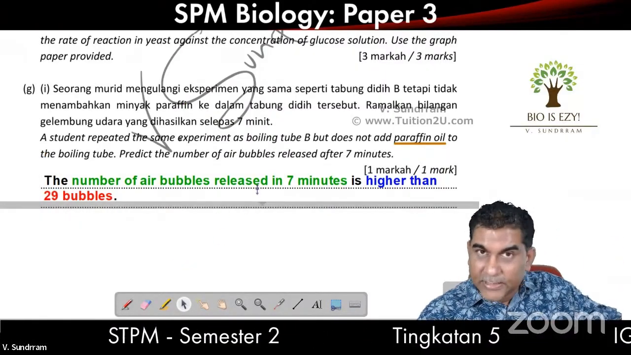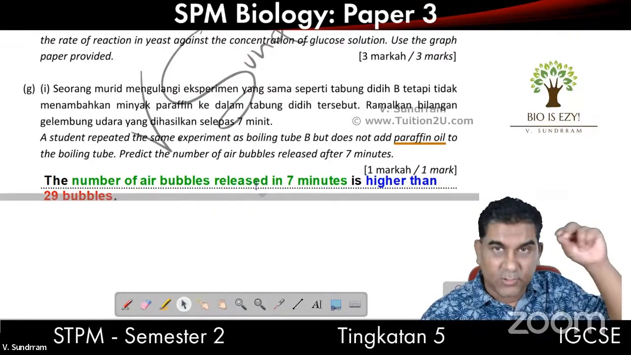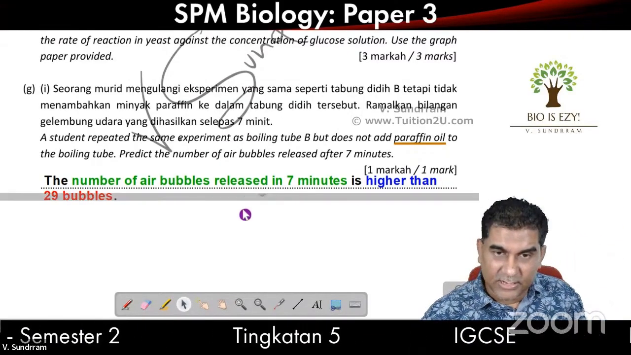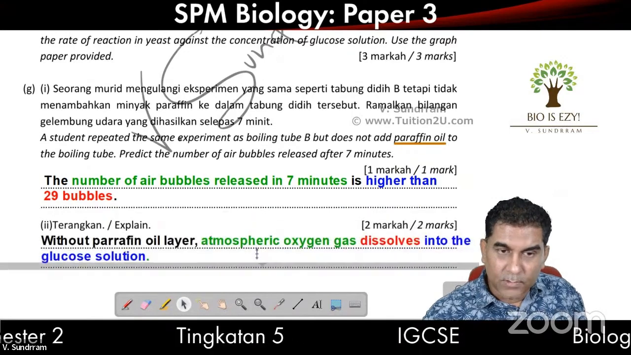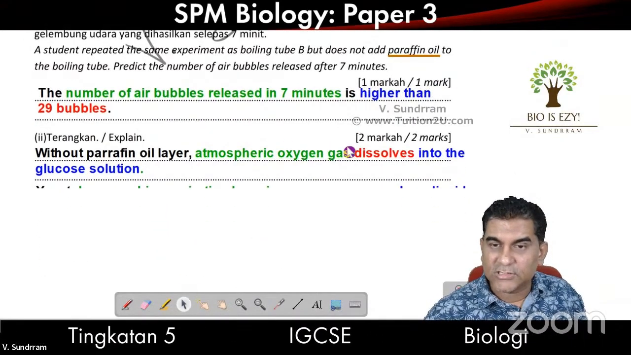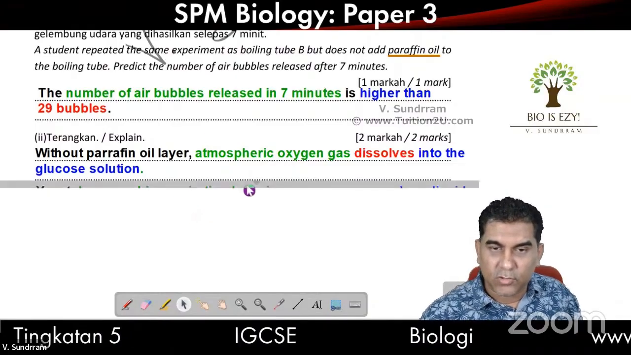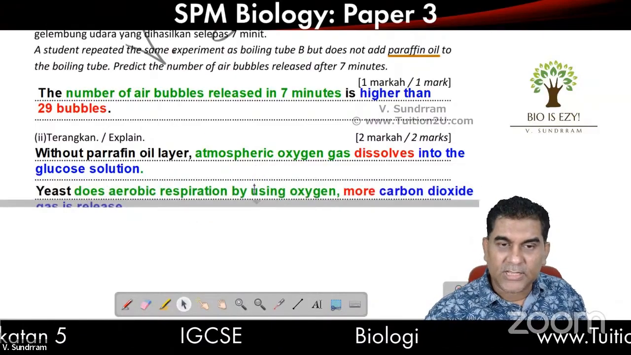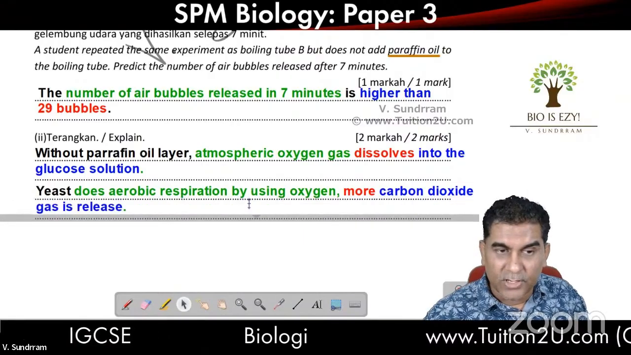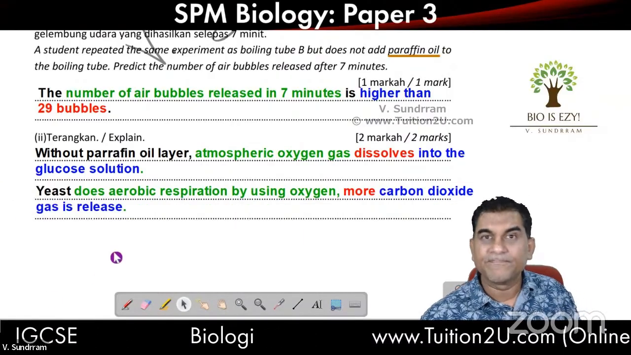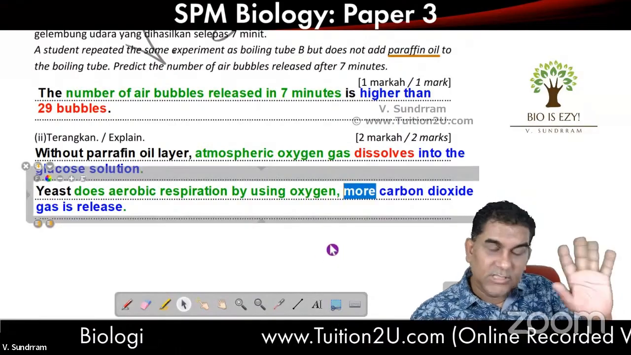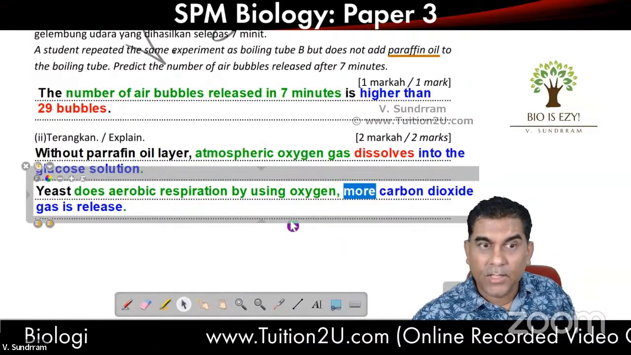Why? As I explained, oxygen will dissolve into the glucose solution. Aerobic respiration will happen. So without the paraffin oil layer, atmospheric oxygen gas dissolves into the glucose solution. Yeast does aerobic respiration by using oxygen. More carbon dioxide gas is released. More keywords in the answer.